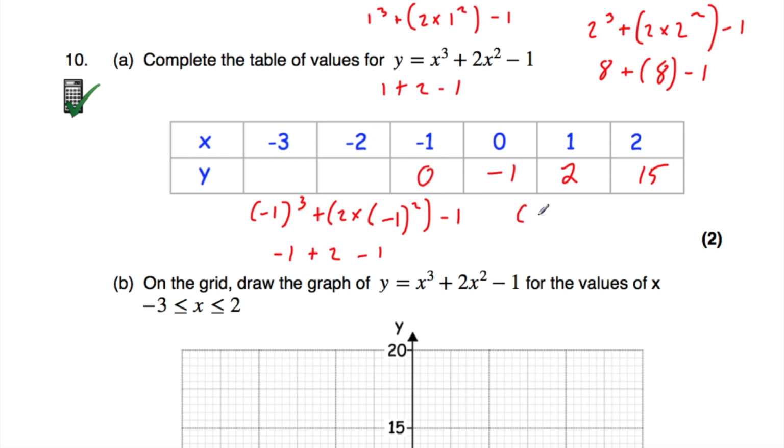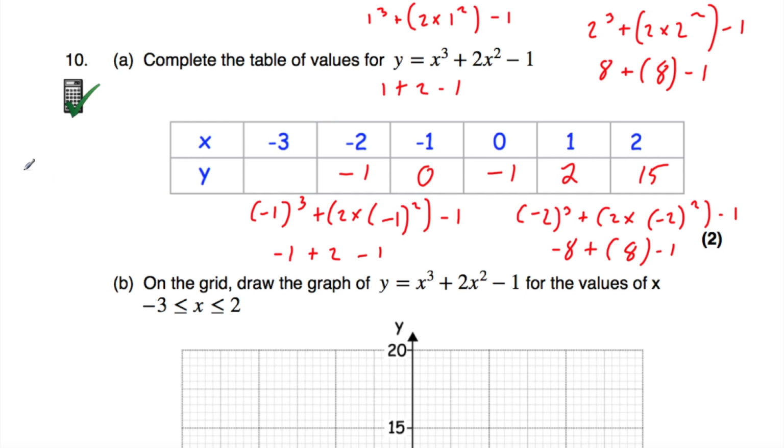Okay, now we're going to do negative 2, so negative 2 cubed plus, and then 2 times negative 2, close brackets squared, then take away 1. Negative 2 cubed is negative 8, and then plus. Negative 2 squared is equal to 4, times 2 is equal to 8, and then we've got minus 1. Negative 8 plus 8 is 0, take away 1 is negative 1.